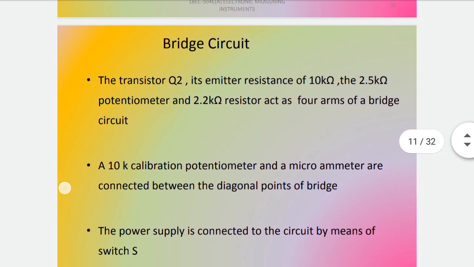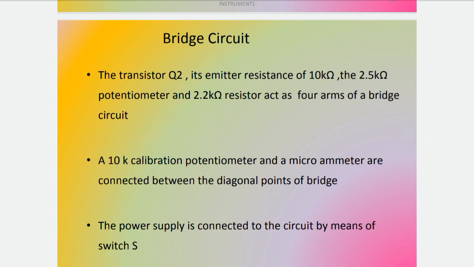Now coming to the bridge circuit. The input impedance of a FET is greater than 10 mega ohm. Here the PMMC meter decreases the amount of power drawn from a circuit under test by increasing the input impedance using an amplifier with unity gain.